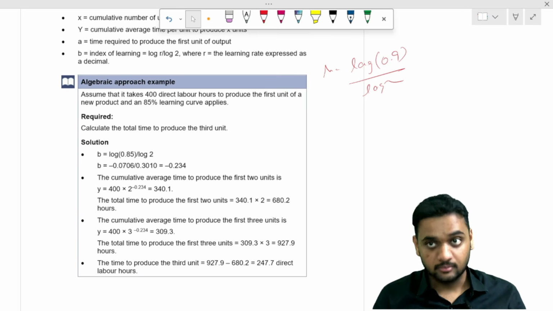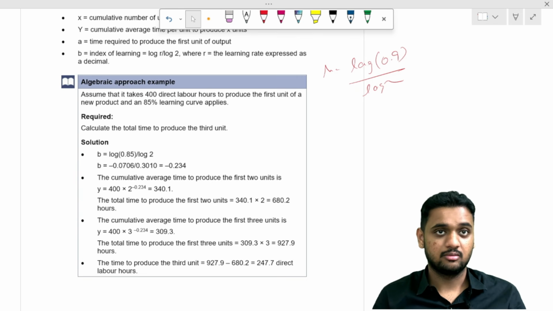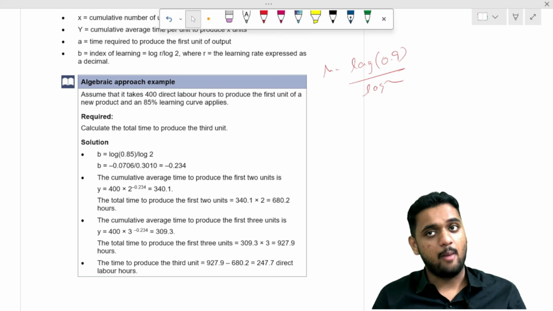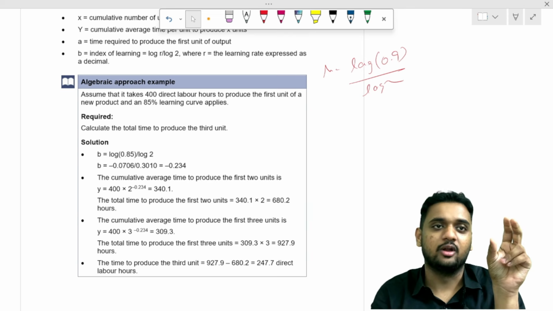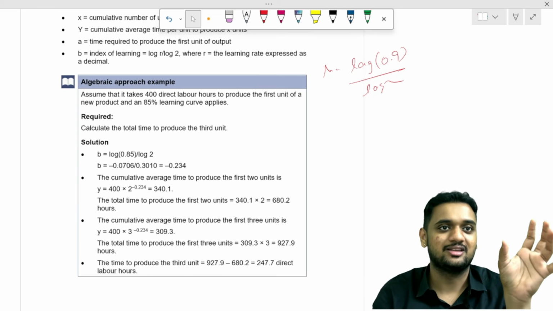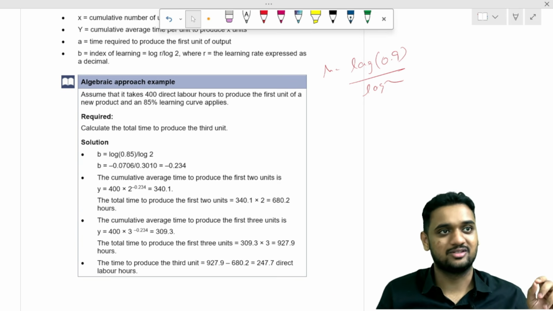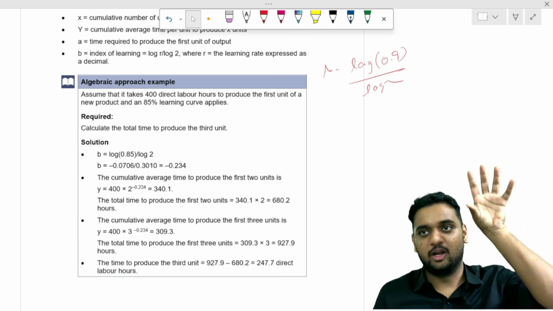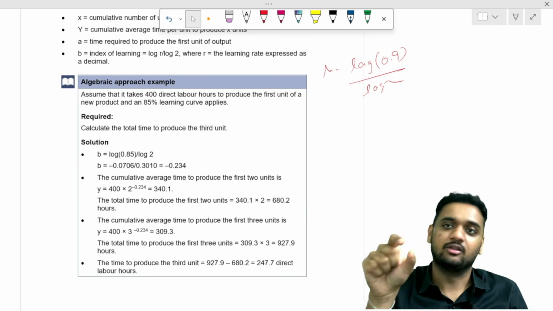Almost. Minus something, but not minus 140. We can find the time taken to produce the third unit if we find the time taken to produce 3 units minus the time taken to produce 2 units, not the second unit, 2 units. If you find that, we can find the time taken to produce the third unit.